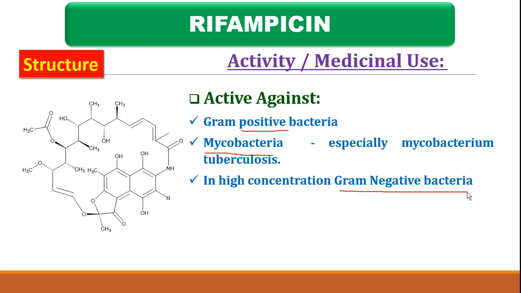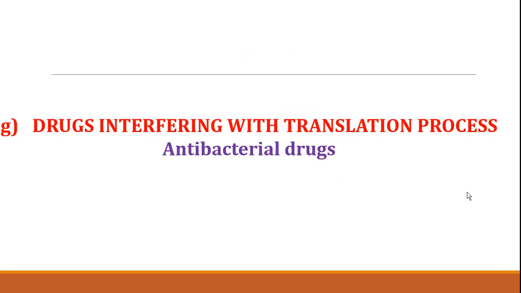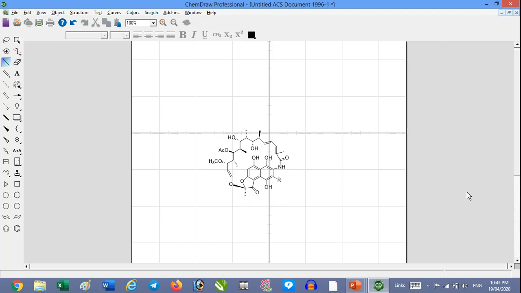Now, drugs interfering with the translation process, these are antibacterial drugs. So in this, the first drug is erythromycin. What is the structure of erythromycin? Let's see the structure of erythromycin.